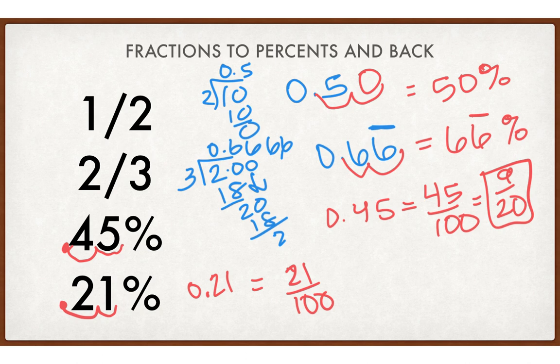Now, think again what we said about percent. Percent is out of 100. Technically, I can skip this step because every percent is out of 100. So I can simply say, well, if 45% means 45 out of 100, then I can just start right here. And 21% means 21 out of 100, so I could start right there with my fraction and then simplify if I need to.